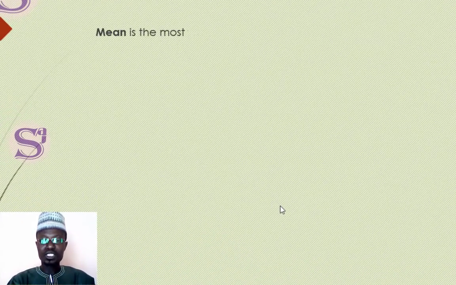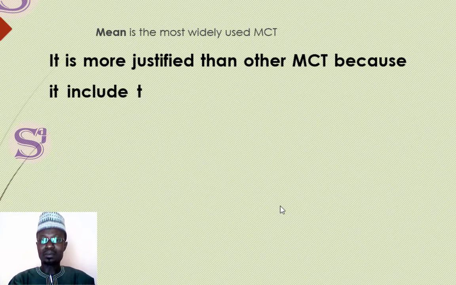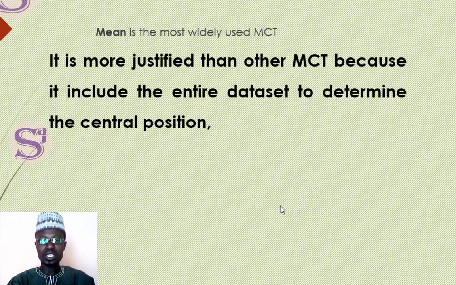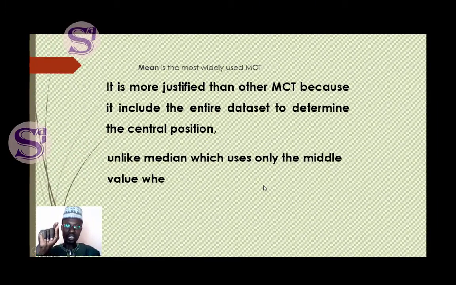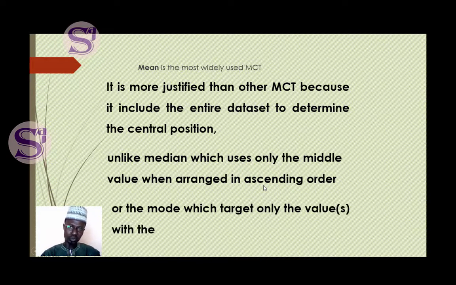However, the mean is the most widely used measure of central tendency than other measures of central tendency. Another reason is because it includes the entire data set when determining the central location of the data set, unlike the median, which focuses more on the middle value when the values are arranged in ascending or descending order. The mode also is not too good as a measure of central tendency because it only targets the values that appear the most or the highest value within the data set.